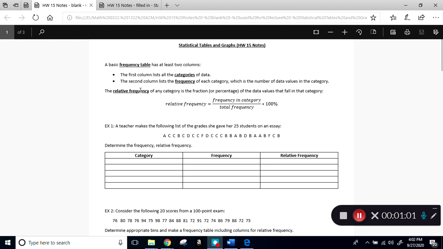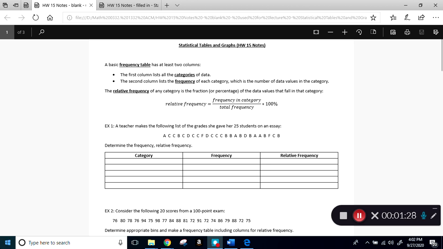Then when we talk about relative frequency of any category, that is the fraction or percentage of the data values that fall in that category. So you're just going to take that frequency amount and use that in order to find either the decimal or the percentage for that. So we'll go over that in a little while. So let's look at the very first one.